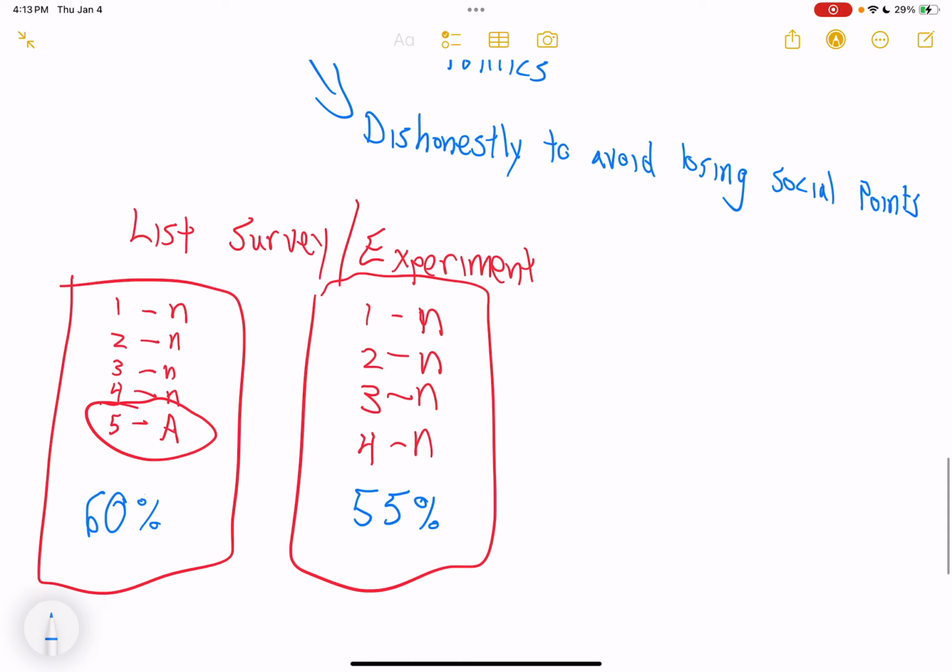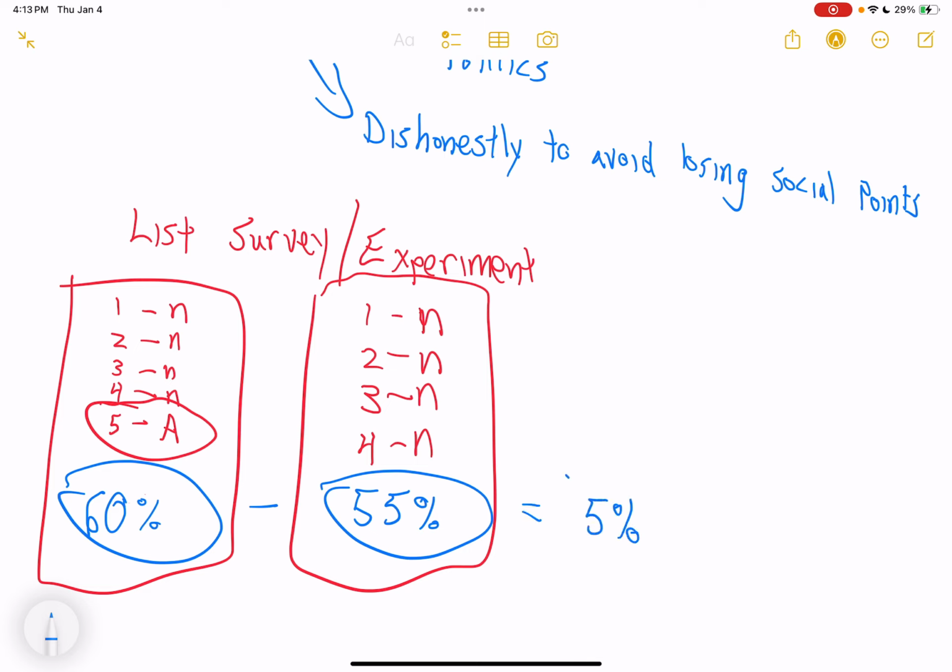And what you would do in this case is subtract the percentage of people that said yes on list 2, that doesn't have the questionable question, from the percentage of people on list 1 who did have the questionable question. Overall, that percentage is the percentage of people who were most likely to say yes to this questionable question, if you will. So if, on the list survey we did in class, we're talking about drug use, that would mean that 5% of people agree to regularly using drugs. And that varies depending on what the question is.